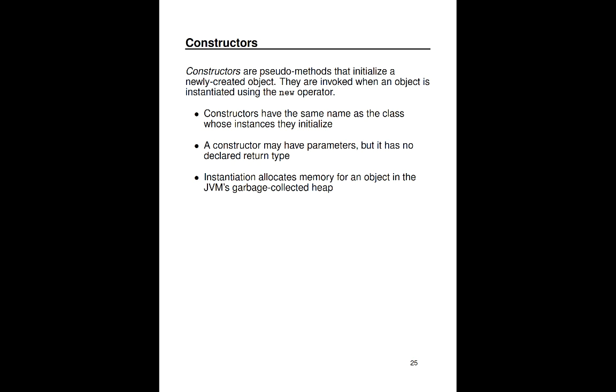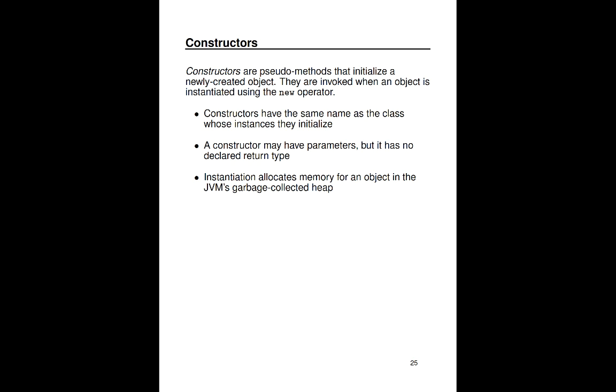There's a special kind of method called a constructor, which is used to initialize a newly created object. Basically, this code is invoked when the class is instantiated, when a new object of that class is created. In Java, you instantiate a class using the new operator. So you say something like, new Employee.